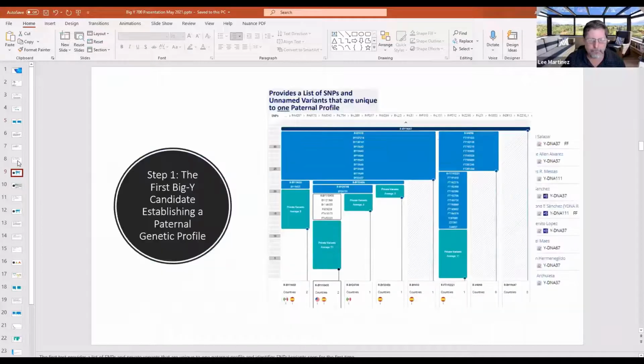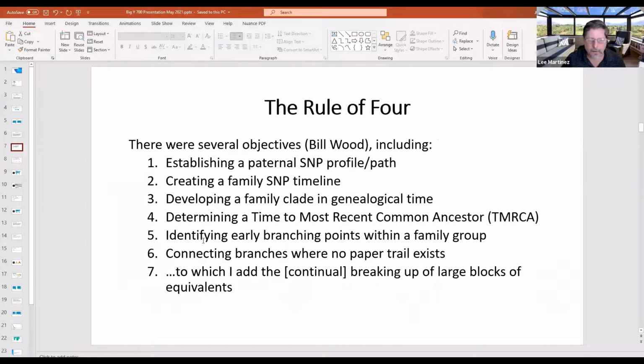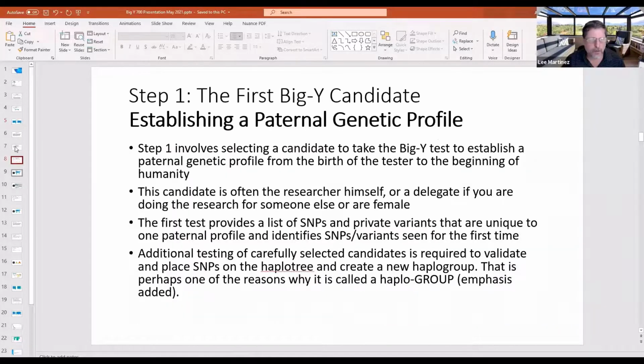All right, connecting branches where no paper trail exists. Again, the earliest paper trail I have is right here, and so from this point backwards, everything I learn is pre-paper. So these are all objectives.